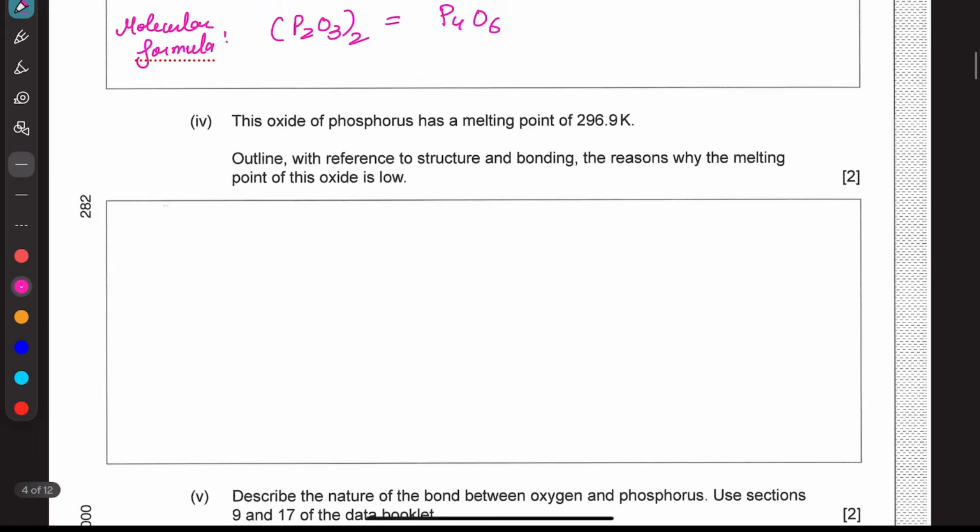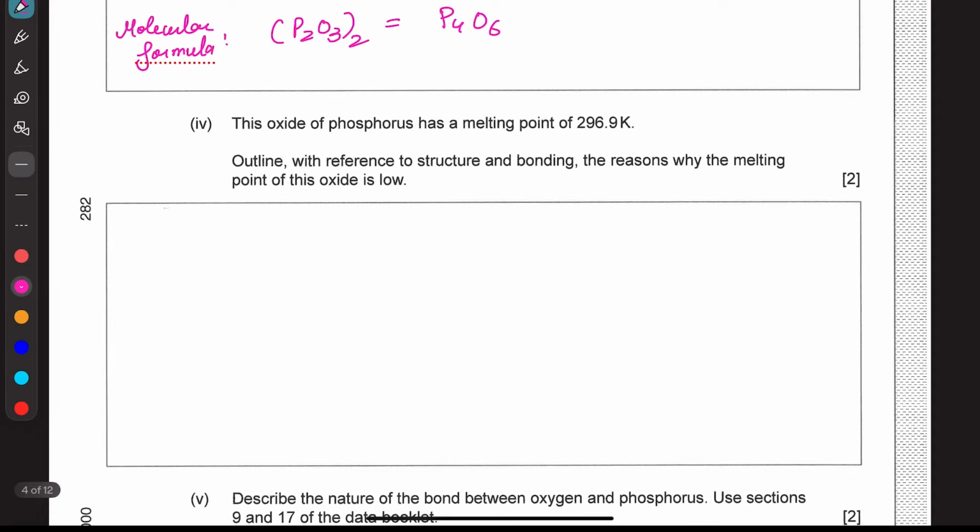Next, this oxide of phosphorus has a melting point of 296.9. Outline, with reference to structure and bonding, why the melting point of this oxide is low. So we have to know that P4O6 is a non-polar molecule, a non-polar simple covalent molecule. As it's non-polar, the only intermolecular force that will exist between two molecules of P4O6 will be weak London dispersion forces. And that is the reason why its melting point is low.